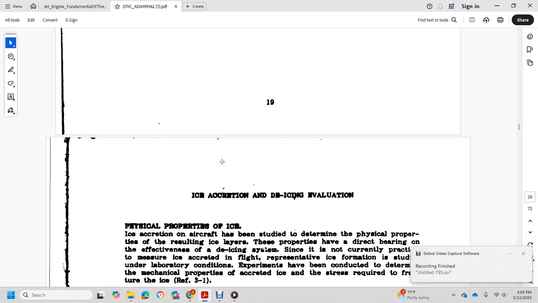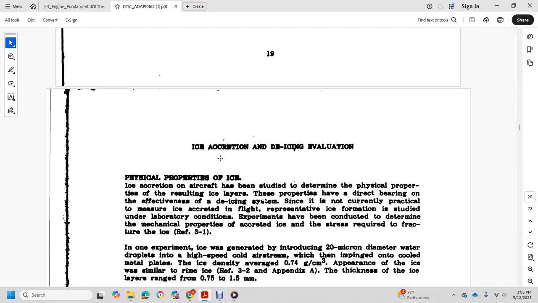Alright, ice accretion and the de-icing evaluation. Determining the physical properties of the ice accretion when the aircraft is in flight, in order to evaluate the effectiveness of the de-icing system, is simply not currently a practical measure. Representative ice formation was studied under laboratory conditions, where experiments have determined the mechanical properties of ice and the strength required for fracture of the ice, as in figure 3.1.